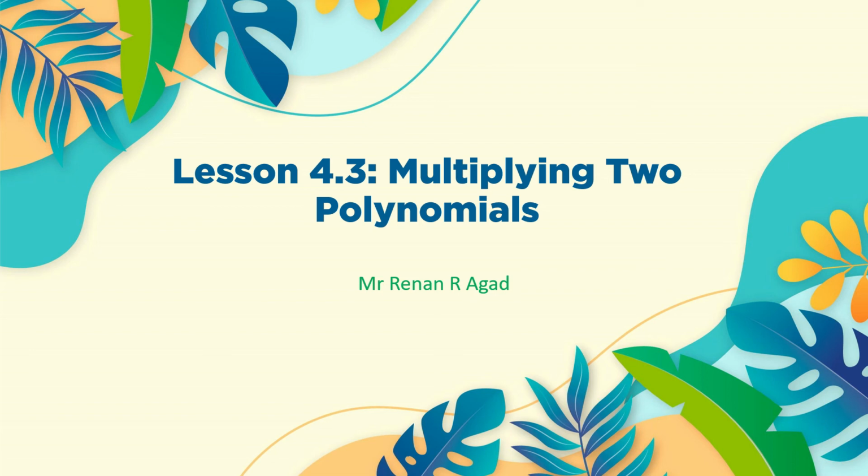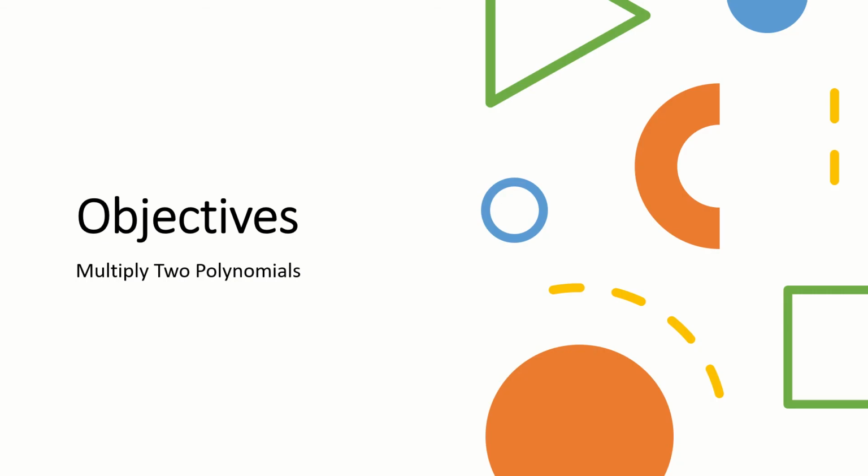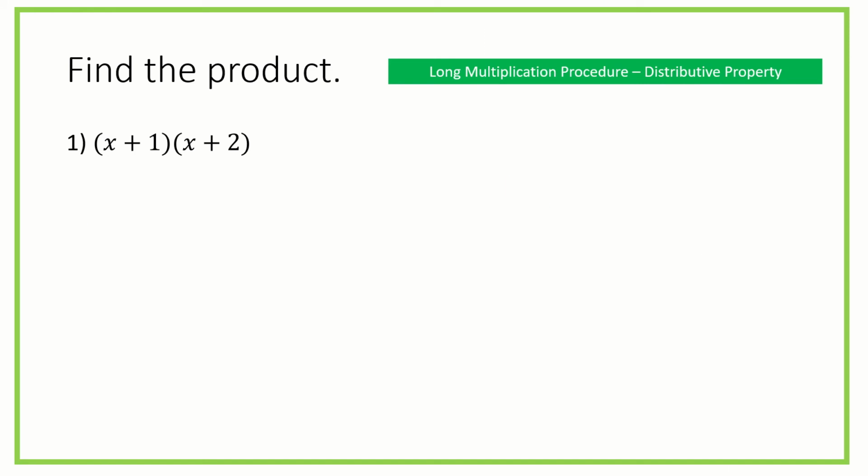Multiplying two polynomials. So this time, we will try to multiply two different polynomials. Now, we have our polynomials here, and we're asked to multiply them. We have x plus 1 and x plus 2. So still, what we will apply is the long multiplication procedure through distributive property.